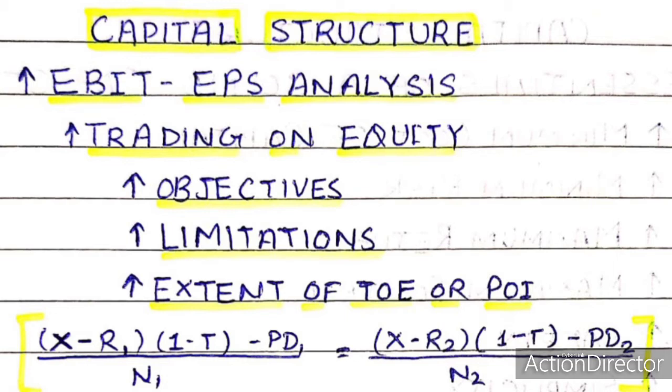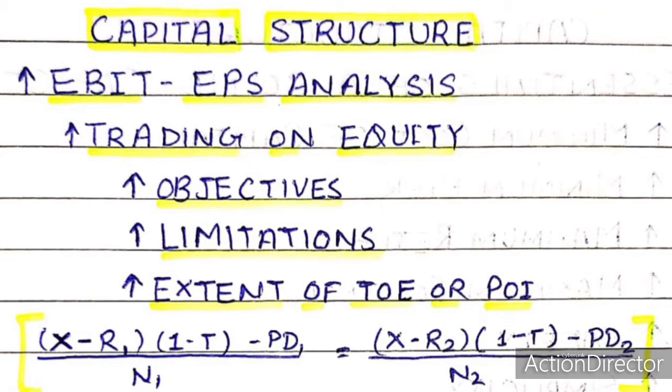A company follows the policy of trading on equity for achieving the following objectives. Number 1, control over financial resources. The main objective of the policy of trading on equity is to establish control over financial resources of the business by taking maximum debt and the minimum owned capital.